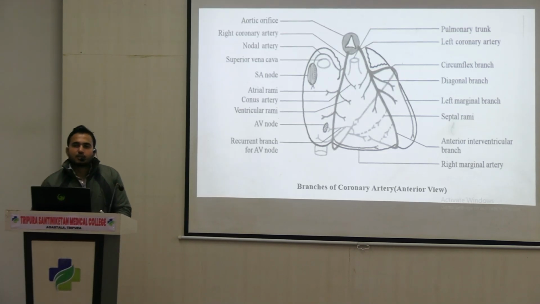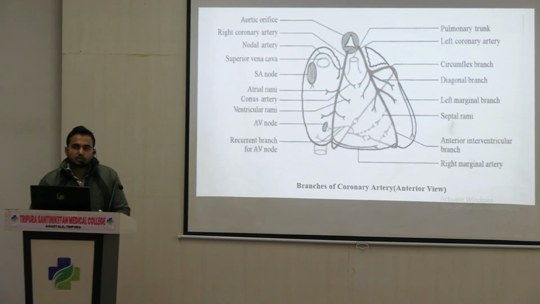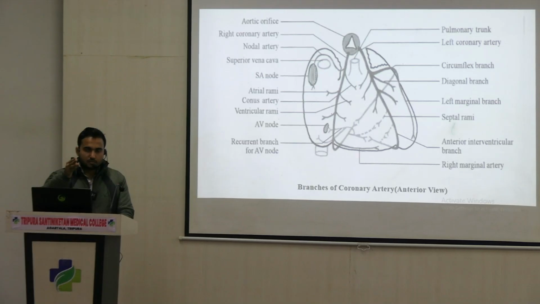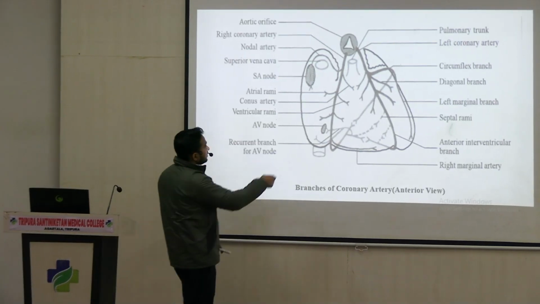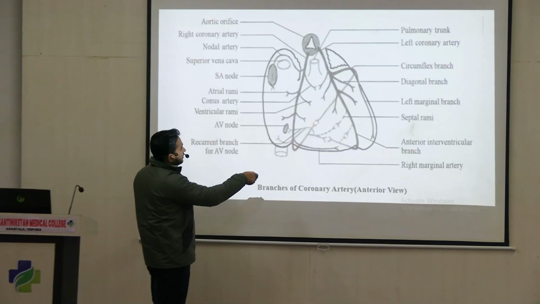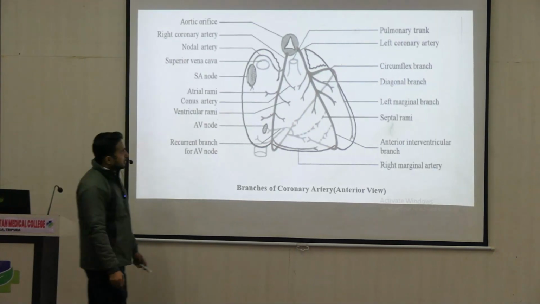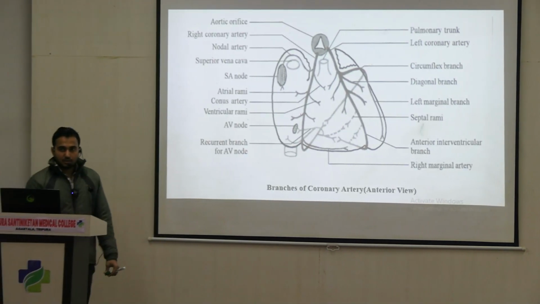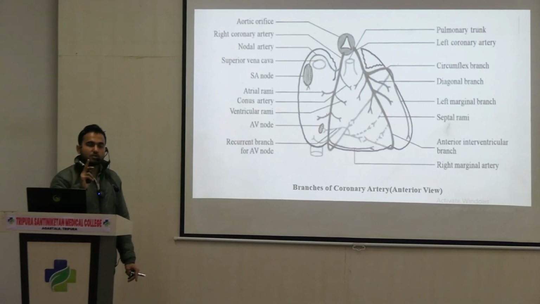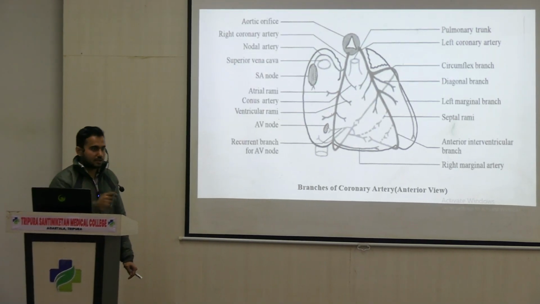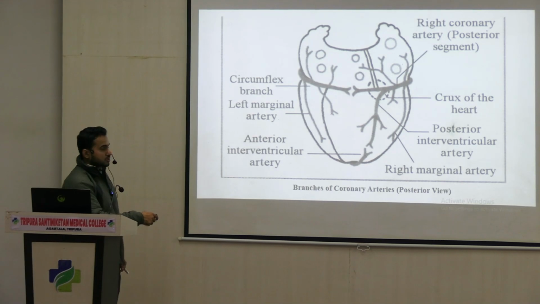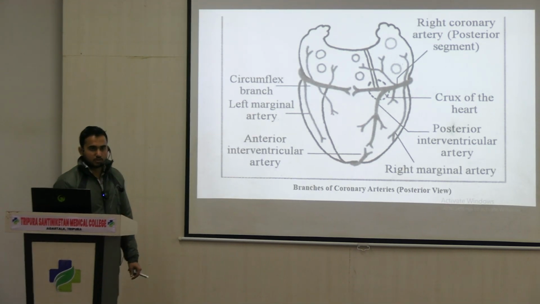Now, as I have mentioned, what you have to do first for the branches. So we have seen the course, right? We have seen the origin, we have seen the course, and we have seen the termination. Look, it goes like this and terminates here. See, this is the termination. Now, once the termination is done, for the termination, please don't depend on the anterior view. You have to see the posterior view also, right? Look, so this is also easy diagram showing the posterior view.